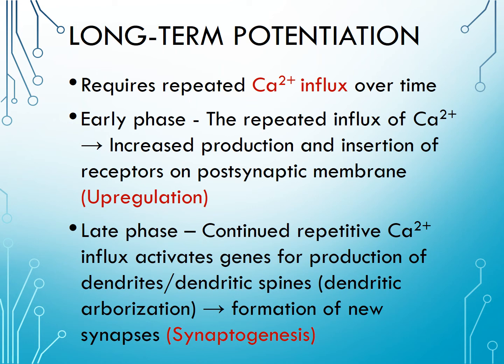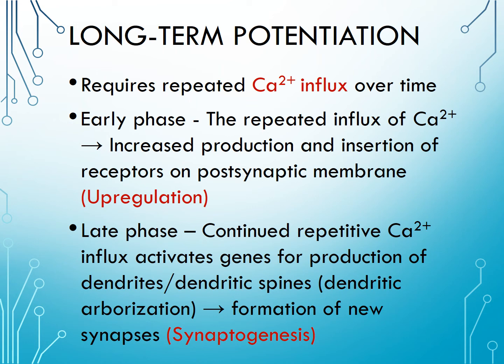The repeated influx of calcium into the postsynaptic cell causes the postsynaptic cell to increase its production of receptors and inserts these active receptors into the postsynaptic membrane. An increase in the number of active receptors in the membrane is called upregulation. Because there are more receptors now and their associated channels to capture the neurotransmitter in the synaptic cleft, the result in the postsynaptic neuron is going to be enhanced.